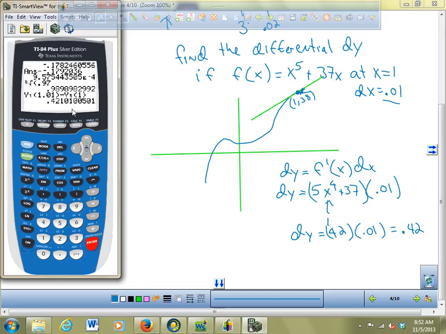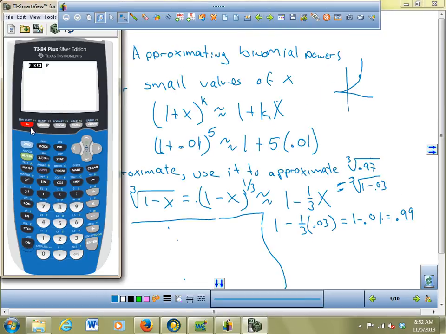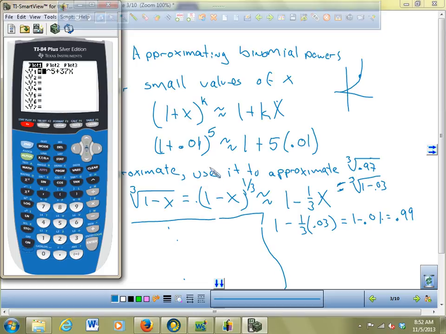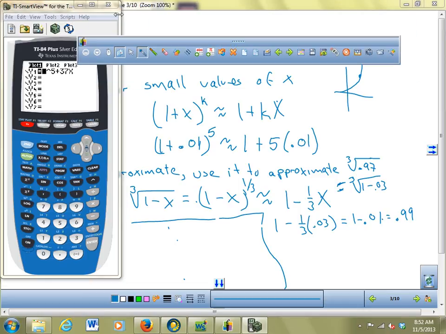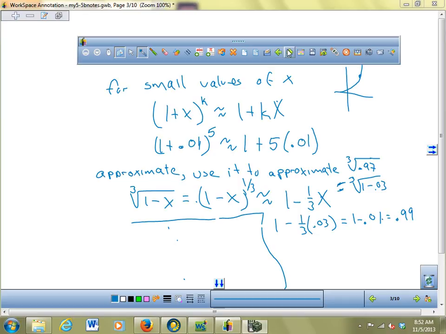Yes, sir. Can you just go back to the window of the y equals on the calculator? I just plugged in the function. Just the one function? Yeah, and I was just trying to find the actual change in the function versus the approximate change using the derivative. So you did y of 0.01 minus y of 1, correct? Well, that would be 1.01 minus y of 1. Yeah. Okay.